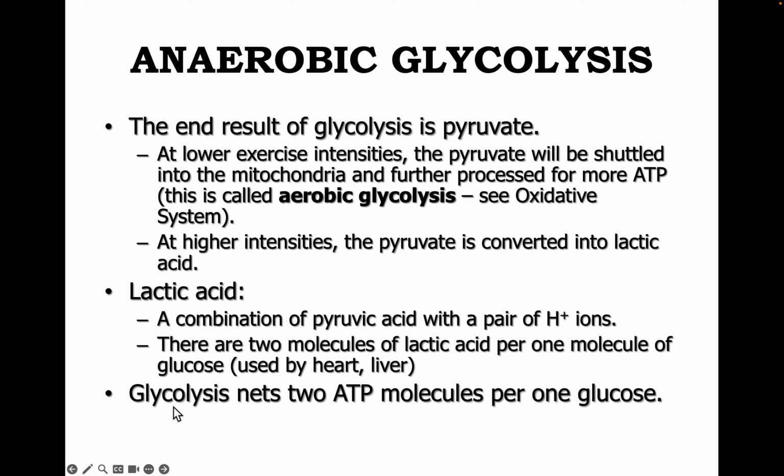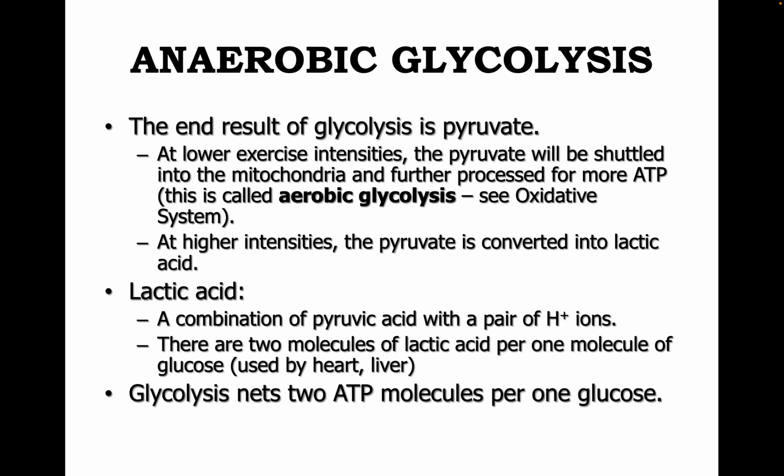So again, glycolysis nets two ATP molecules per one glucose. And why I say the term nets there is that glycolysis will use a little bit of ATP in order to create more ATP. Kind of like if you invest money into the stock market, you have to invest some money in order to get more money back in the long run. So likewise, glycolysis will use a little bit of ATP to create even more ATP in the future.